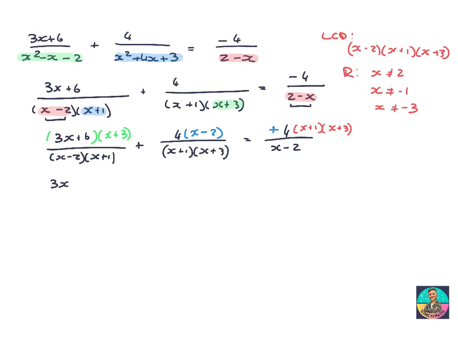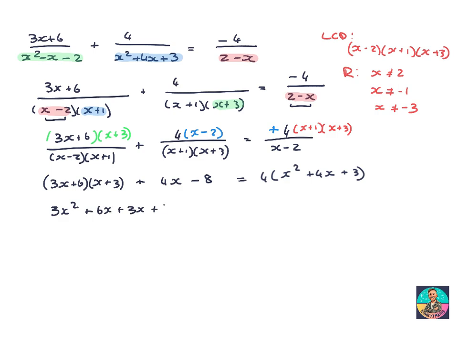So I can say this becomes x plus 3. We can expand this one straight away, so it becomes minus 8 equal to 4. And that gives me x squared plus 4x plus 3. Let's just expand this one to give ourselves a 3x squared plus 6x plus 3x plus 18, and then we've still got all of that, and I'll distribute that in there. So 4x squared plus 16x plus 12.